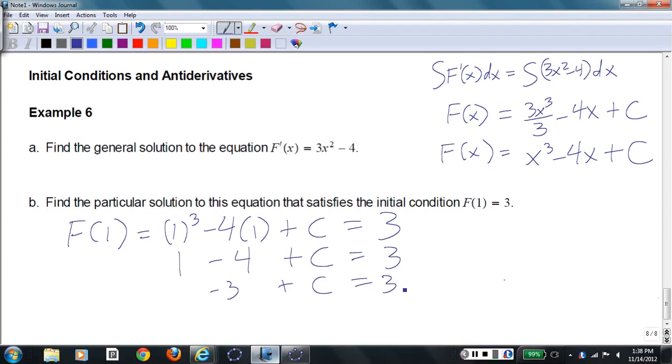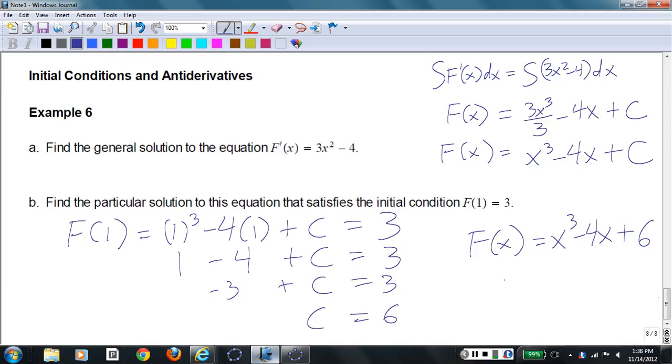It's looking like what? Maybe c equals 6. So if that's the case, f of x equals x cubed minus 4x plus 6. X cubed minus 4x plus 6 is a particular solution. It's the particular solution that satisfies this initial condition.